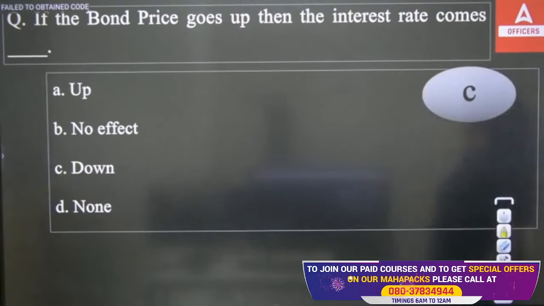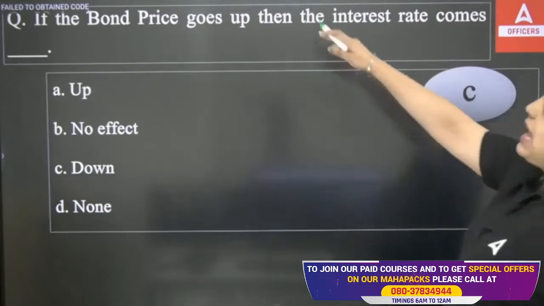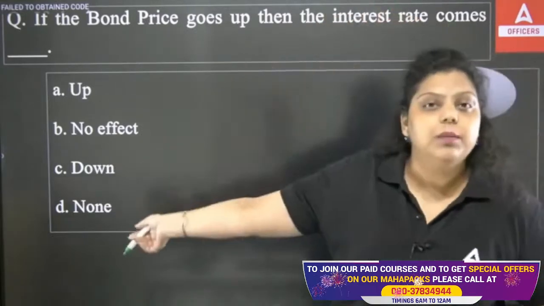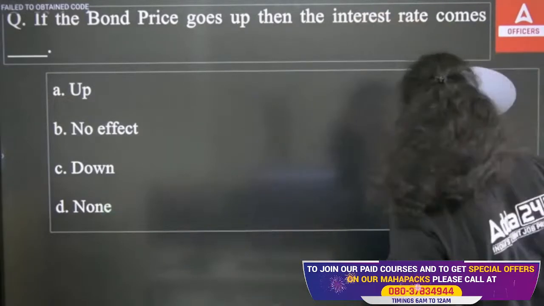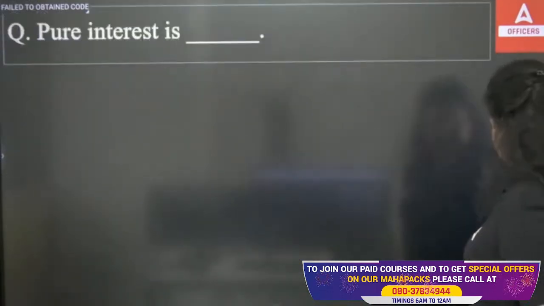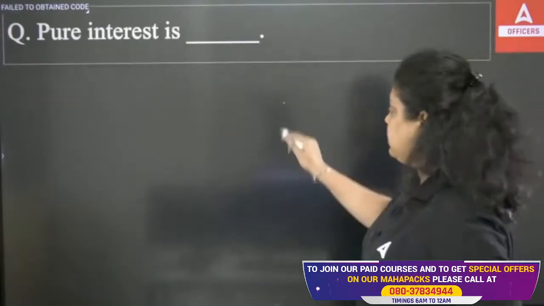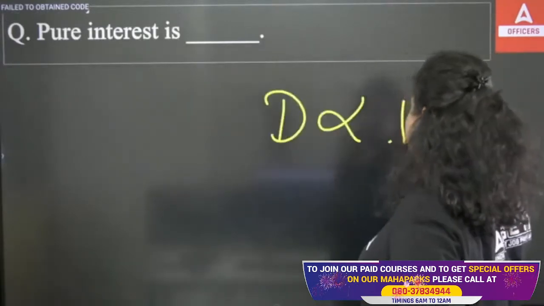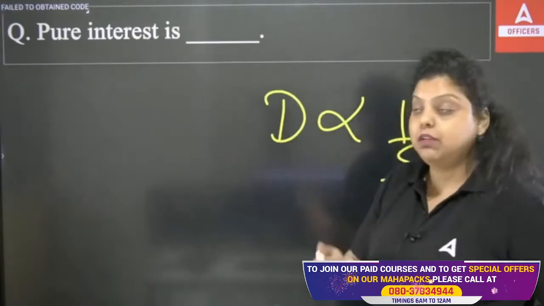The interest rate comes down when the bond prices go up, and vice versa. If the bond prices go down, then the interest rate will go up. They have a vice versa relationship, like demand and supply have with each other. Demand and supply have an inverse relation. If the demand increases, supply will decrease. If the demand decreases, supply will increase.